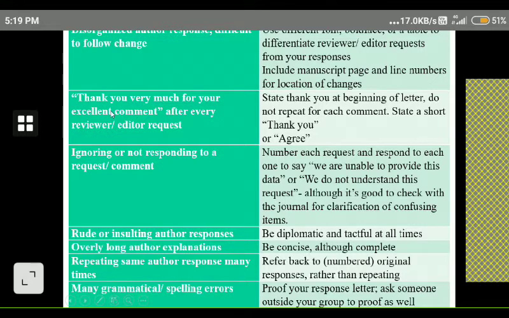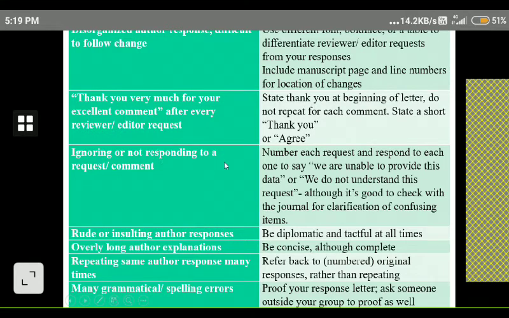And this is the same thing we discussed. Thank you very much: you should not use this after every comment, every response. You can use smaller words like thank you, agree. You should not always use the detailed form; using it one or two times is okay. The reviewer or editor feels happy if you write it one or two times, at the start or end.